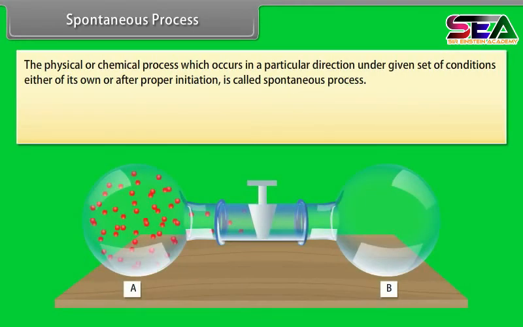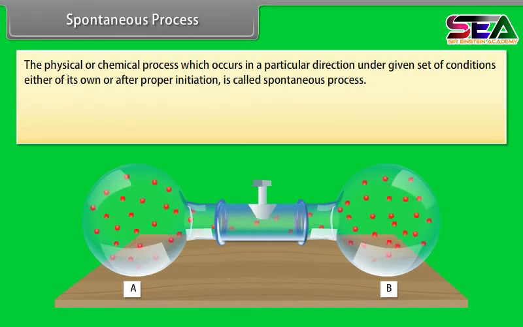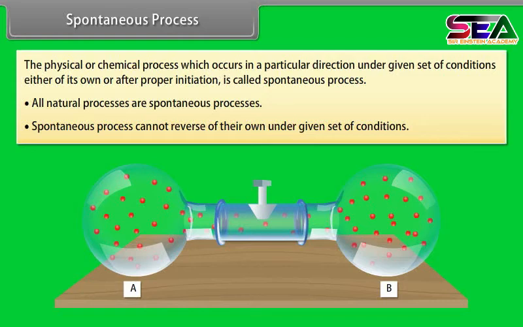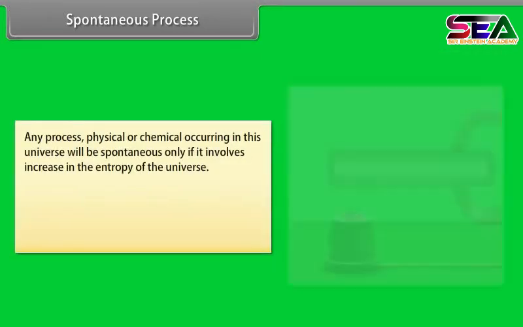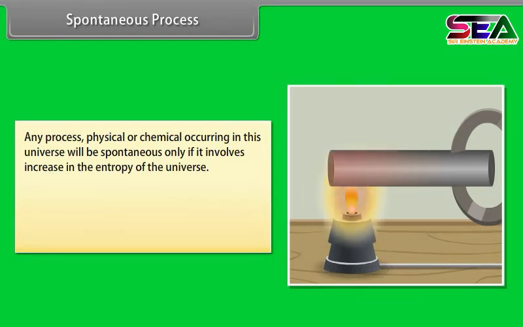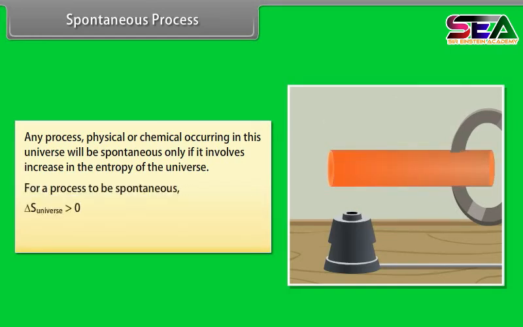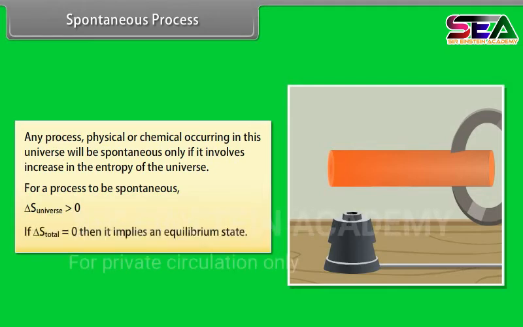A spontaneous process. A physical or chemical process which occurs in a particular direction under a given set of conditions, either of its own or after proper initiation, is called a spontaneous process. All natural processes are spontaneous processes. A spontaneous process cannot reverse of its own under the given set of conditions. Any process, physical or chemical, occurring in this universe will be spontaneous only if it involves an increase in the entropy of the universe. For a process to be spontaneous, delta S universe must be greater than 0. If delta S total is equal to 0, then it implies an equilibrium state.